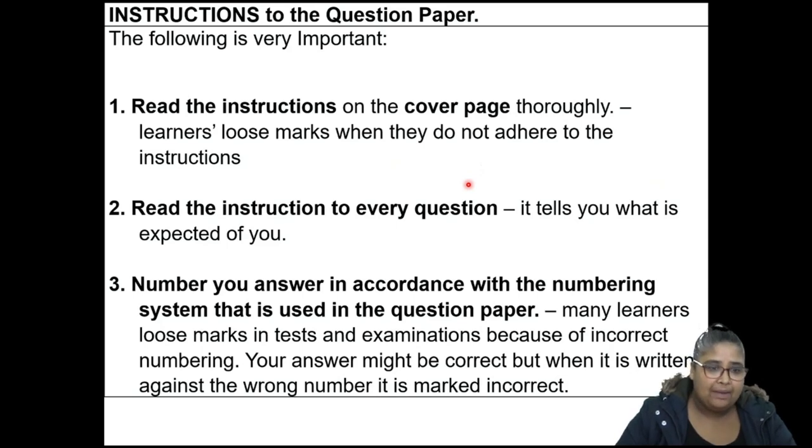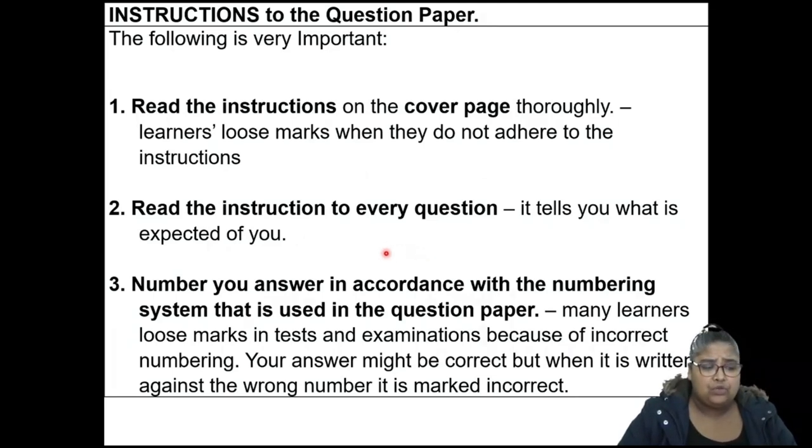We say use black pen, black or blue ink, and then you do it in pencil, or you did something incorrectly and you don't draw a line through it. How does the marker know what to mark? Okay? Read your instructions to every question carefully, because it will tell you exactly what is expected of you.